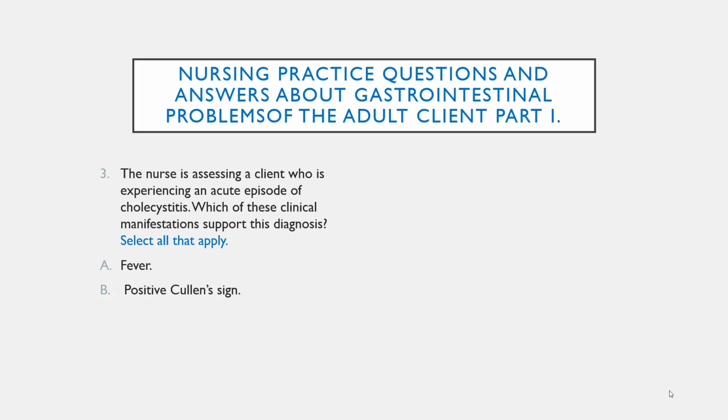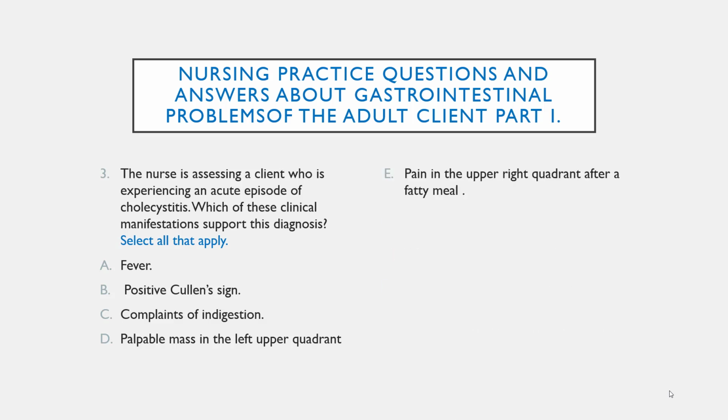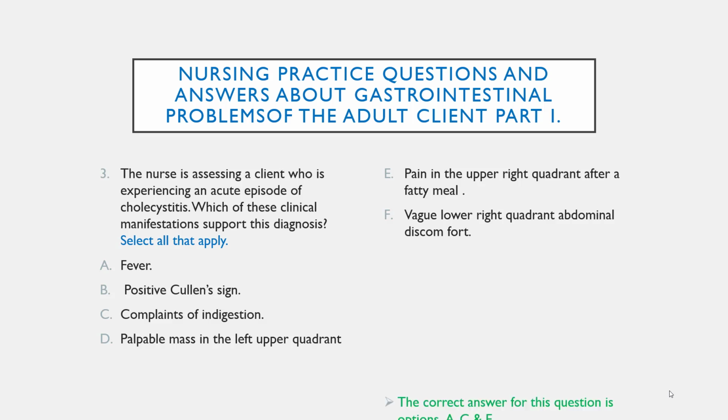Option A, fever. Option B, positive Cullen sign. Option C, complaints of indigestion. Option D, palpable mass in the left upper quadrant. Option E, pain in the upper right quadrant after a fatty meal. Option F, vague lower right quadrant abdominal discomfort.